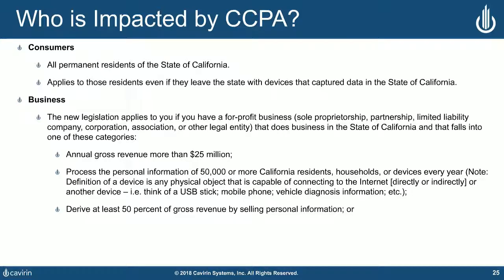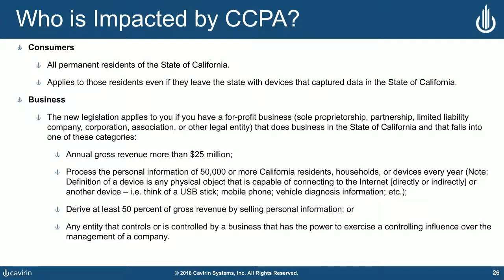Another scenario is that you actually generate 50% of your gross revenue by selling personal information. So if you're a data broker and you collect data and resell it, then obviously that's going to come into play for you. And also, any entity that controls or is controlled by a business, that has the power of exercising controlling influence over the management of the company. So that will become another scenario where, especially in California, you have a lot of companies that control other entities because they make investments in them, they take ownership stakes. So you'll have to look into that carefully as well. The last group is data providers, right? So data service providers are going to clearly be in scope here, and there's a lot of focus on them within this regulation as it goes forward.